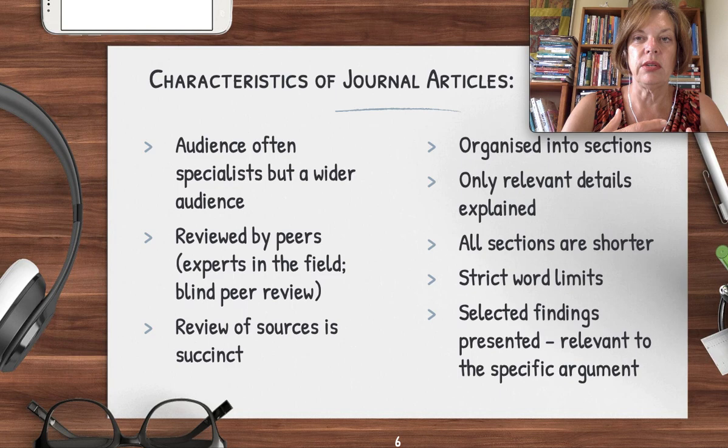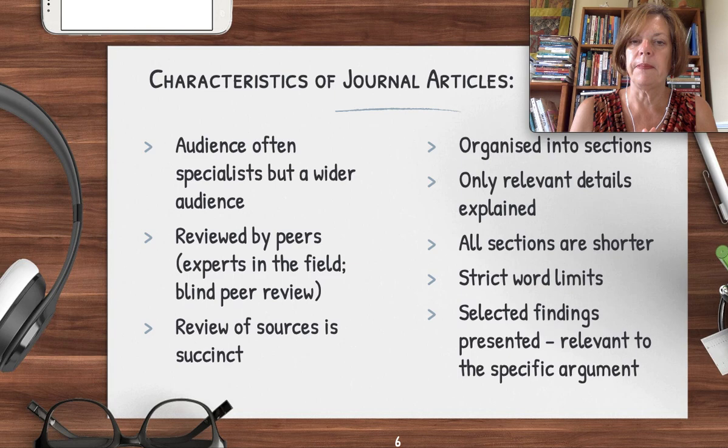And when you present a literature review for an article, it's really quite succinct and focused around that topic. You don't have to put in any sources to show you've read them or that you understand the broader issues. The journal article is organized into sections, and the sections are relatively short. Only relevant details are explained, so you don't have to explain things to show you know what they mean. Whatever you put in has to relate to that particular topic. All the sections are shorter, there are strict word limits, and this can be quite difficult to deal with. And then you might only present selected findings that are relevant to the arguments in that specific paper.